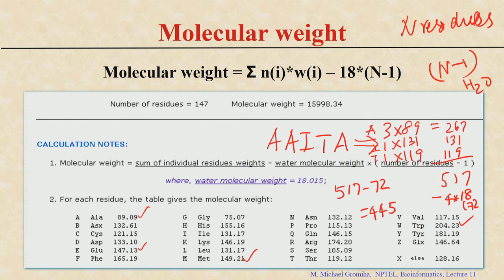If you have the occurrence, you can use the occurrence to get n of I, multiplied with the weight for each residue, W of I. So, this will give you the full sequence. When forming the sequence, you will eliminate n minus 1 water molecules. So, you subtract 18 into n minus 1, where 18 is the molecular weight for water, and then we get the molecular weight of that particular protein, fine.